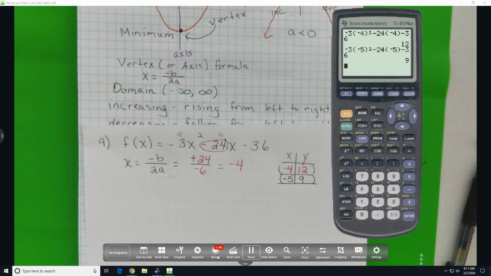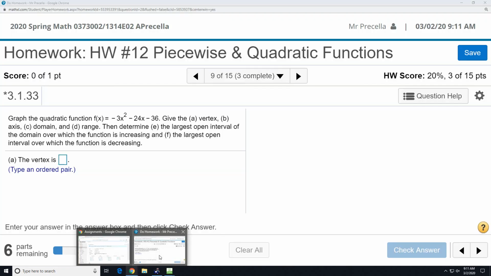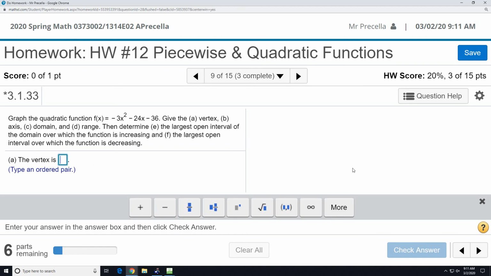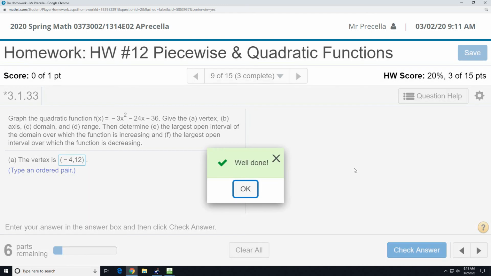So, okay, let's switch on over and see the problem. I think the first thing it asks you to do is type in the vertex. The vertex is an ordered pair. It's that -4, 12. Okay. Don't just type -4. That minus b over 2a just gives you the x coordinate of the vertex. You want that whole ordered pair listed.